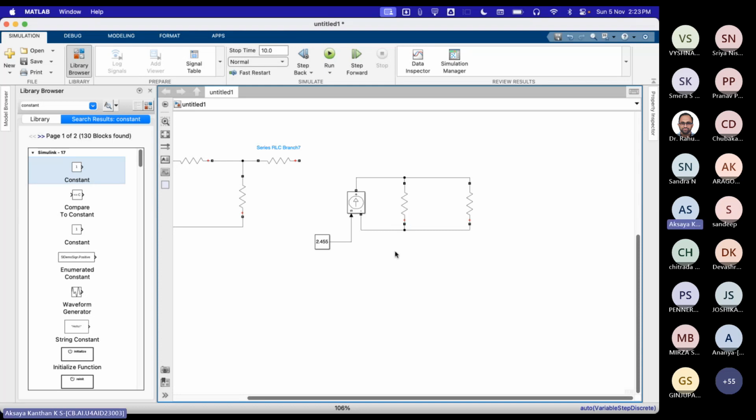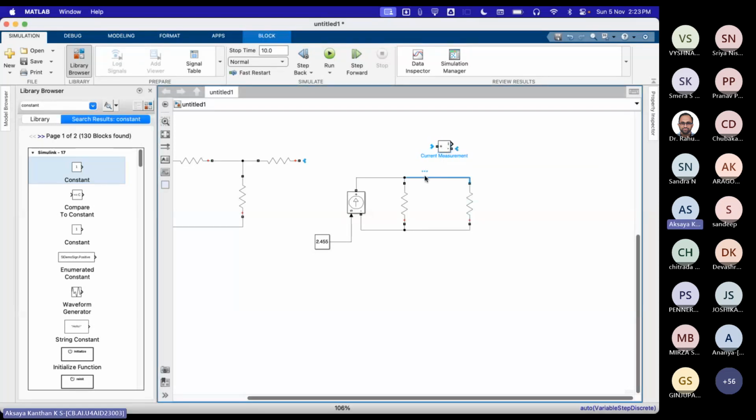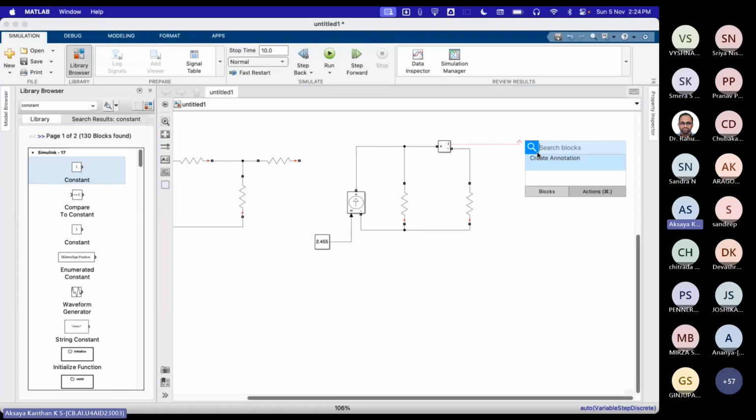Yeah, disconnected. So I'm going to measure the current through this resistor. So I need a current measurement block, and the current measurement block is connected to the display.